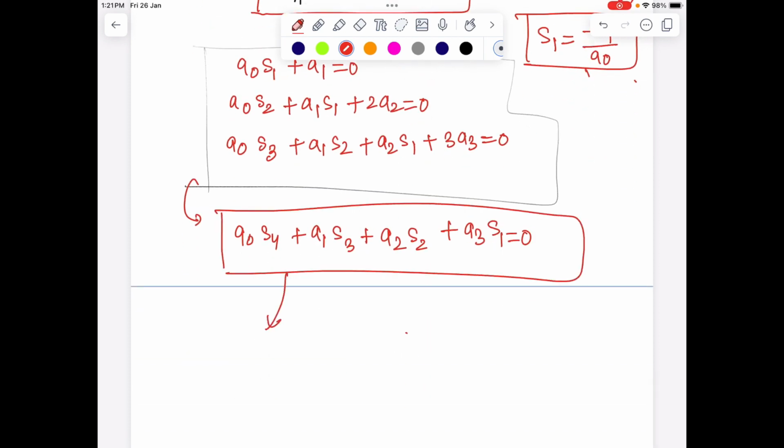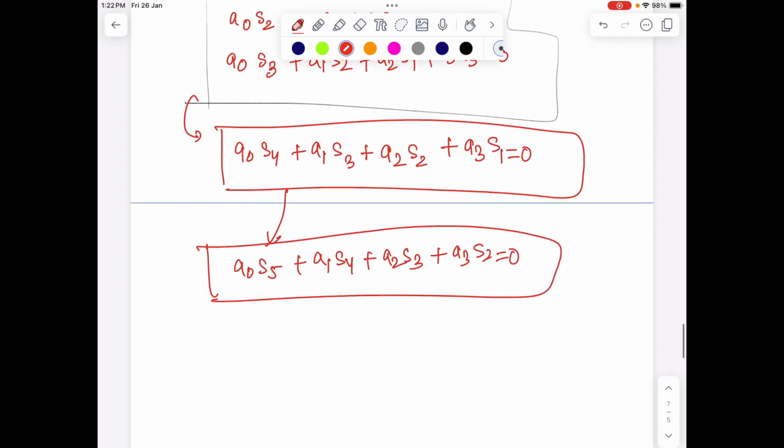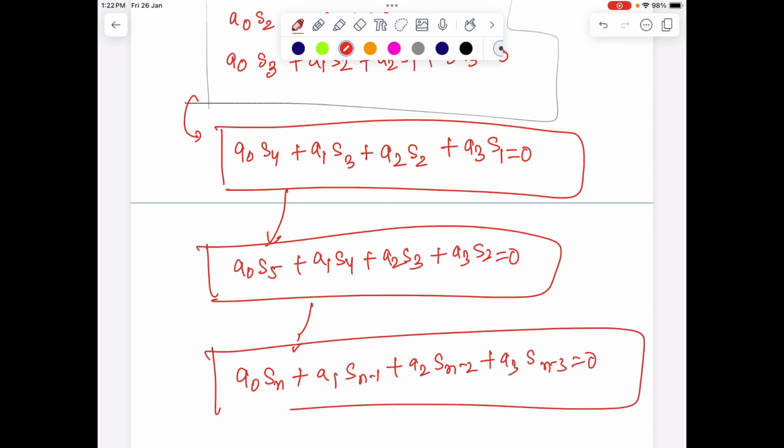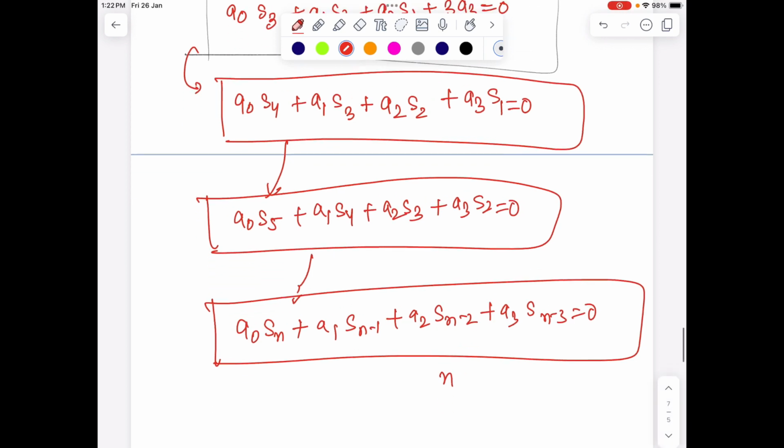This is for the 4th. For the 5th one, we'll have a0 s5 plus a1 s4 plus a2 s3 plus a3 s2 equals 0. In fact, for the nth power, from now onwards, we'll have a0 sn plus a1 sn minus 1 plus a2 sn minus 2 plus a3 sn minus 3 equals 0. And this is valid for any n greater than 3, or I can say n greater than or equal to 4.